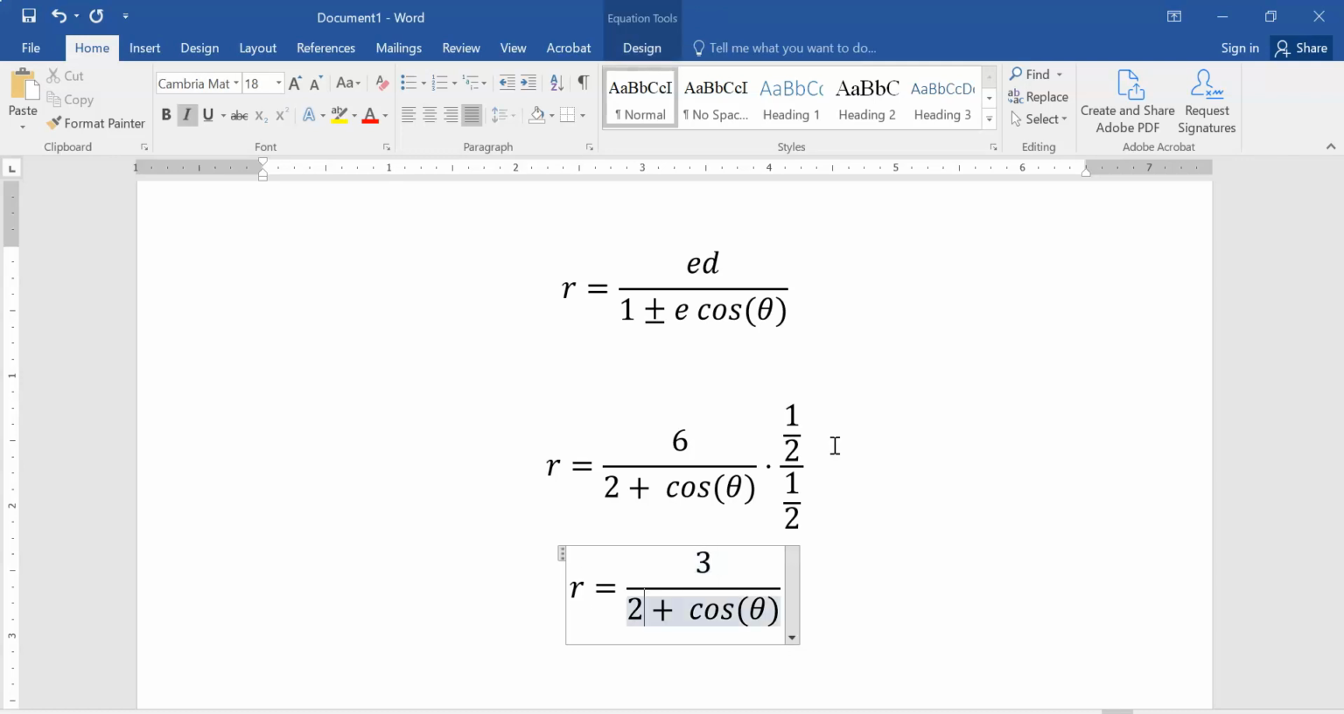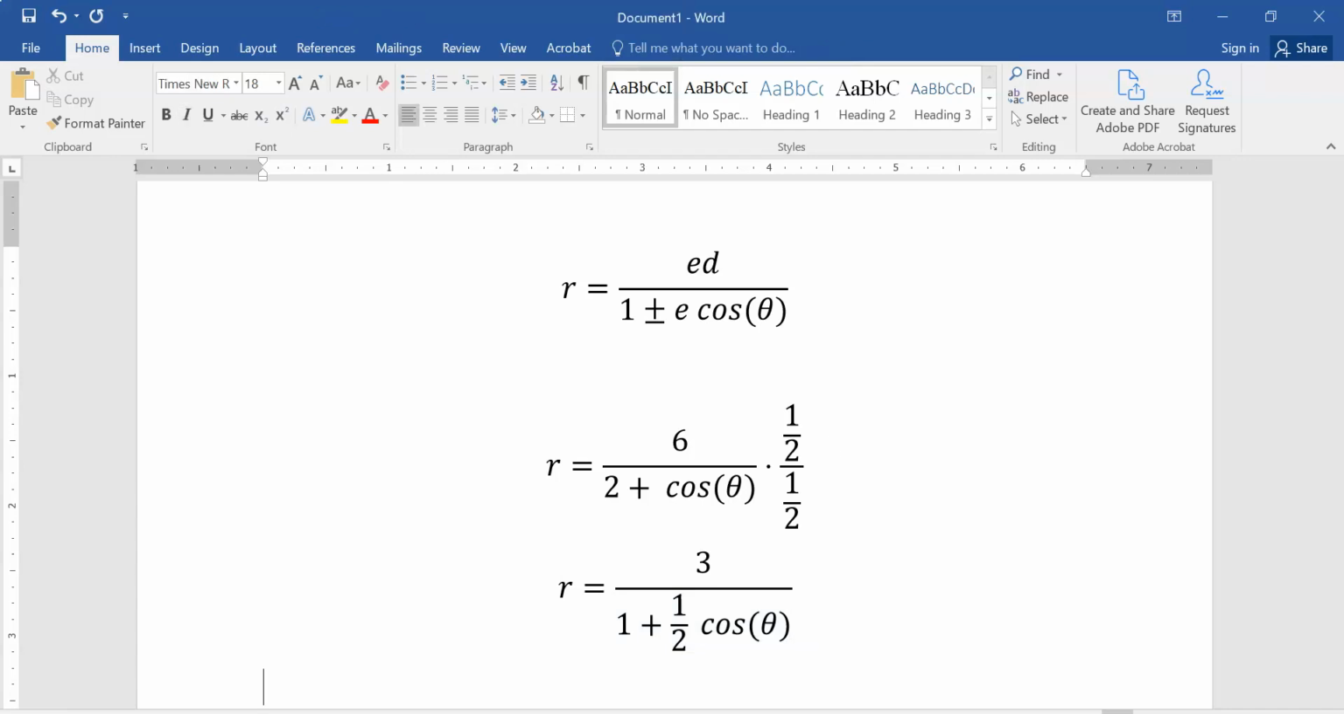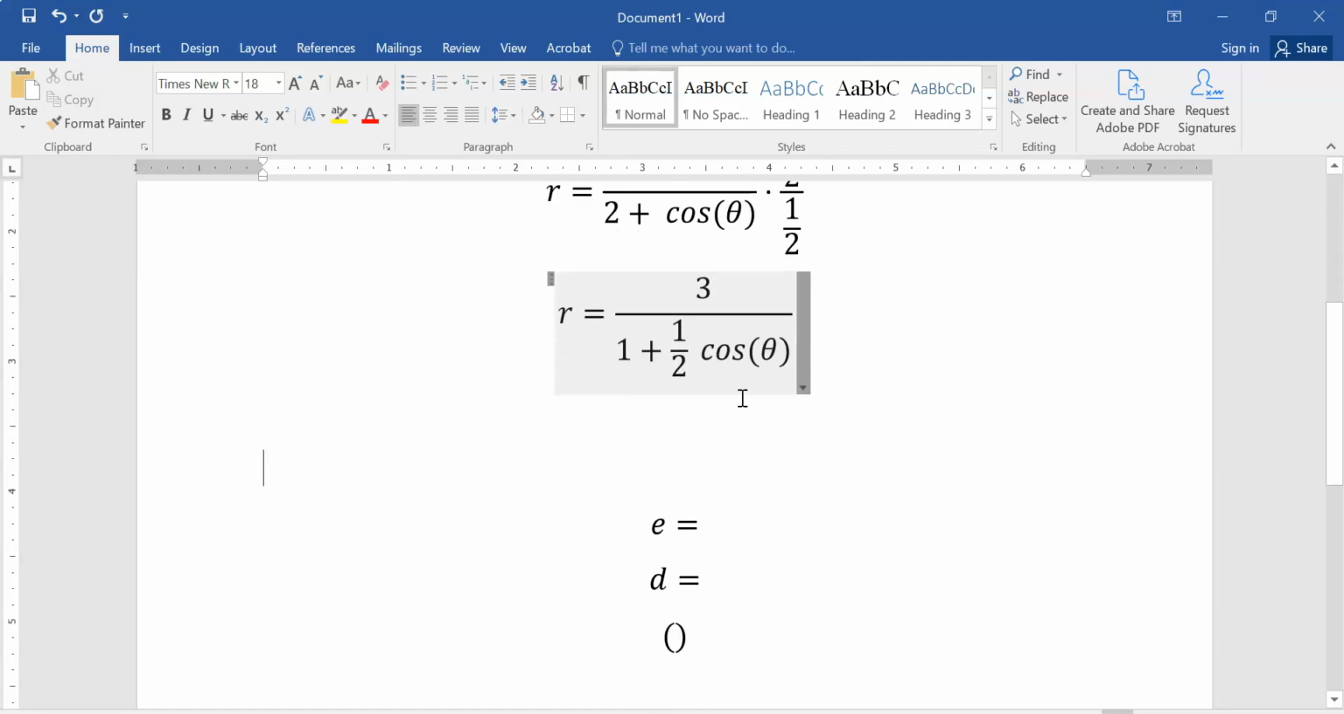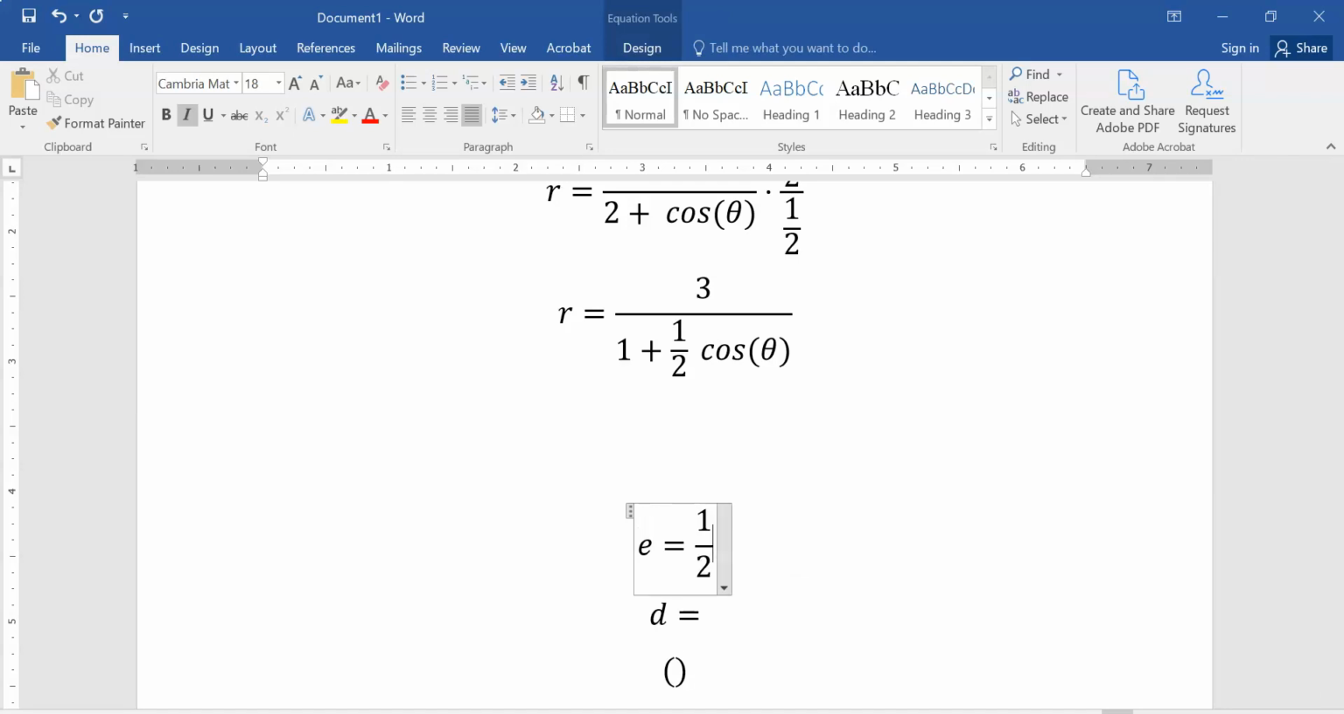That's going to give me 3 over 1 plus 1/2 times cosine theta. So now it's in the form I want, and now I can start reading off what I want. Again, the number in front of the cosine here is my eccentricity, so my eccentricity is 1/2. E times D we see is the numerator, so E times D is 3.